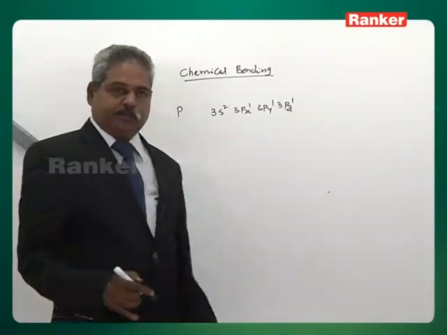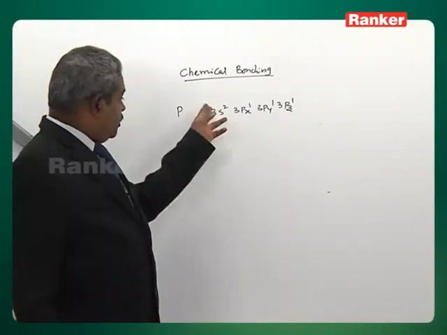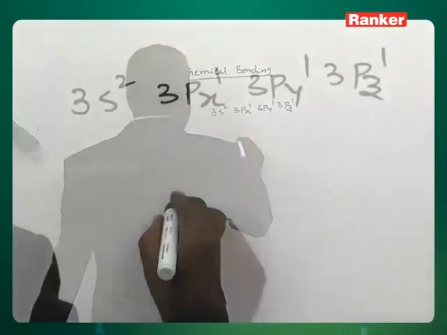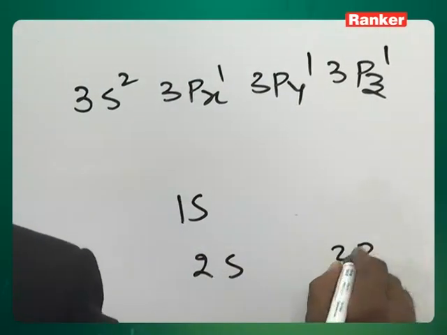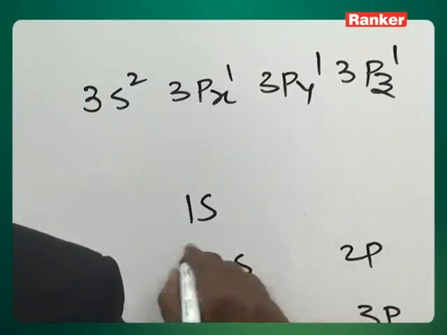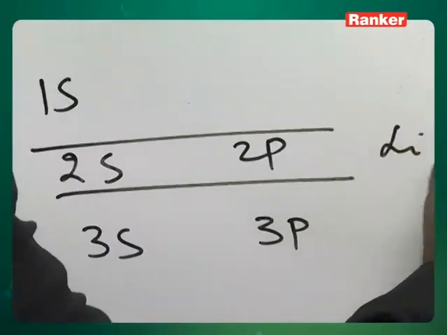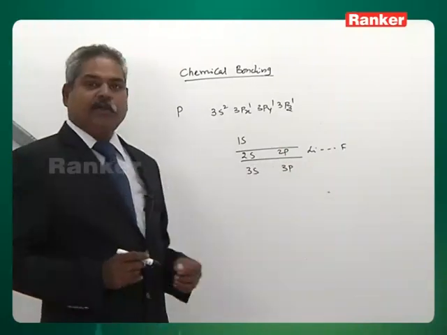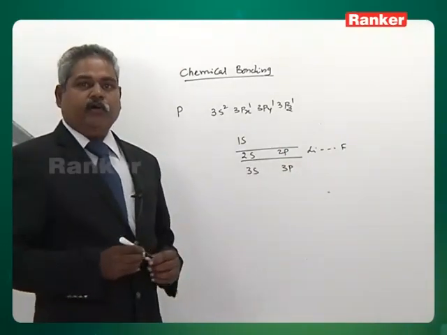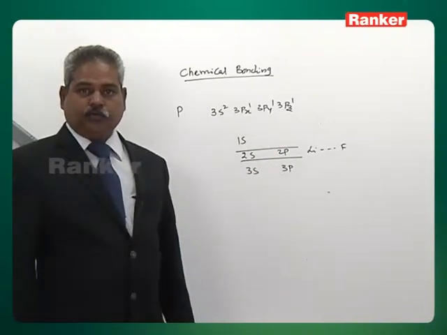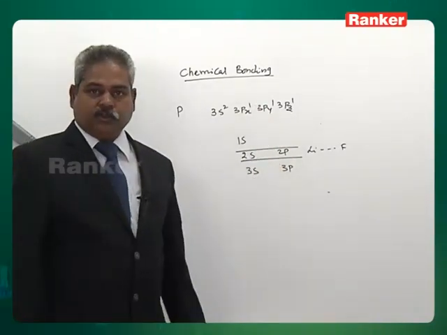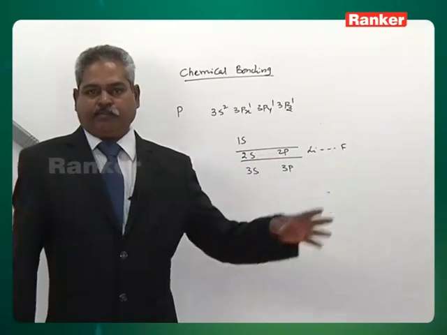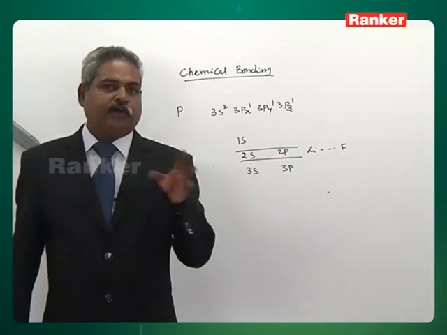Similar to nitrogen, the only difference being 3s instead of 2s. Nitrogen belongs to the second period, and you know the elements of the second period: 1s, 2s, 2p, 3s, 3p. Elements of the second period, lithium to fluorine, have only s and p sublevels, and they have only 4 orbitals, the 1s orbital and 3p orbitals. So, they have only 4 orbitals, so their maximum covalency can be 4 only.